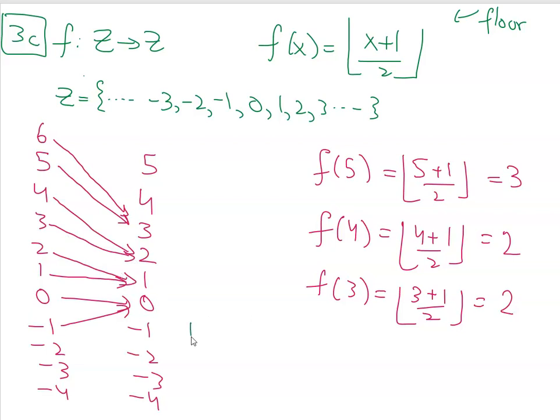So it's not one-to-one. F is not one-to-one. F is onto, because nothing is left over. Nothing is going to be left over. Two numbers are going to map onto a single number, and this continues on with all these numbers.